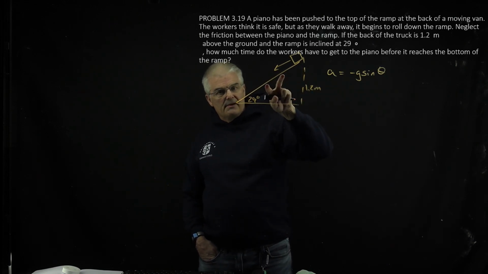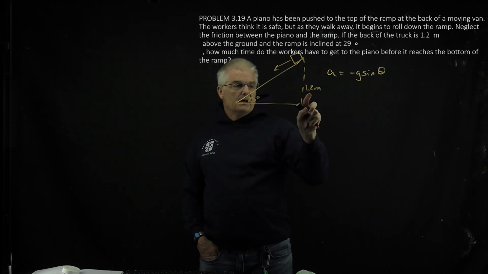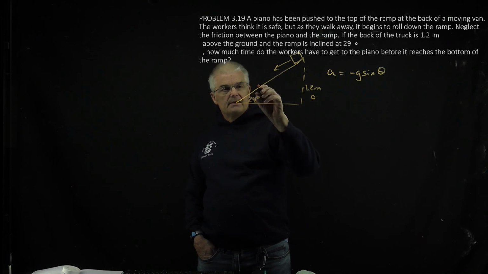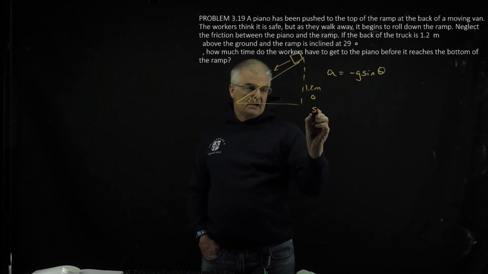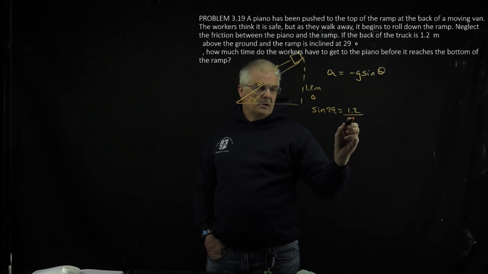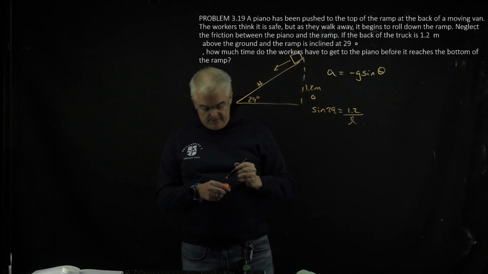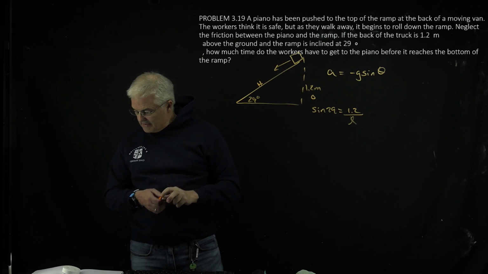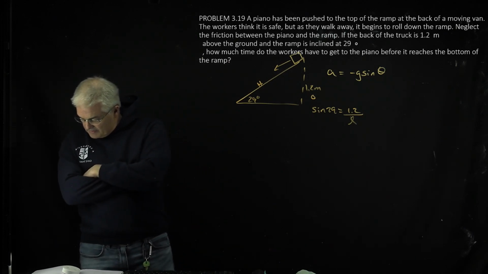But you also need to find what distance this is. And now again, some trigonometry, this is opposite, right? This is the opposite of 29, this is the hypotenuse. So you'll say sine of 29 equals 1.2 over, let's say, L for the length of the ramp. Solve for L, and then you're going to plug it into, now what equation did I plug this into?